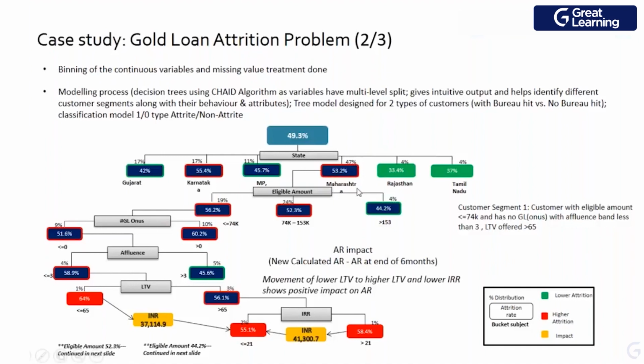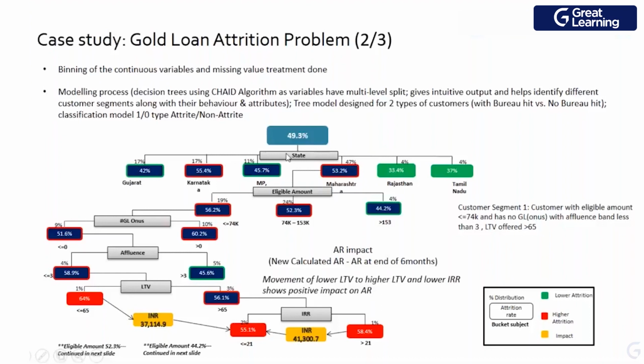So this red and green tells you the attrition, and the percentage distribution on top of each one of these tells you the percentage distribution. If you add up 47 plus 4 plus 4 plus 11 plus 17 plus 17, this gives you 100% of the 49.3. So the upper values give you the distribution, while these give you the actual attrition in terms of percentage. So you see Maharashtra has the highest percentage of attrition.